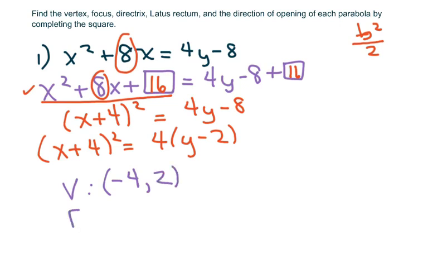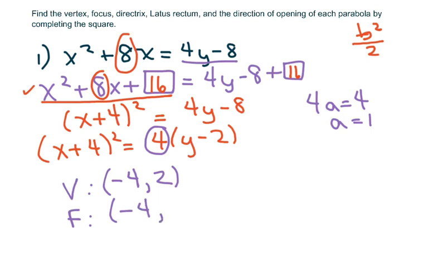My focus has to do with the a. So let's find a. We have 4a equals 4, so a equals 1. Okay? So you are going to add it to the y, because y is the part that's not squared. So I copy down my x, and it's going to be 2 plus 1, which is 3.